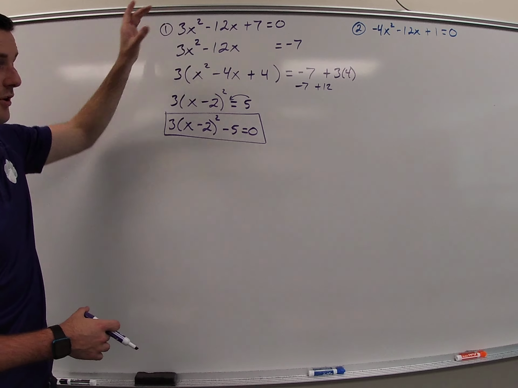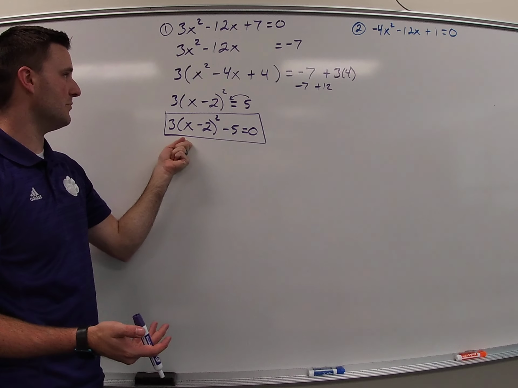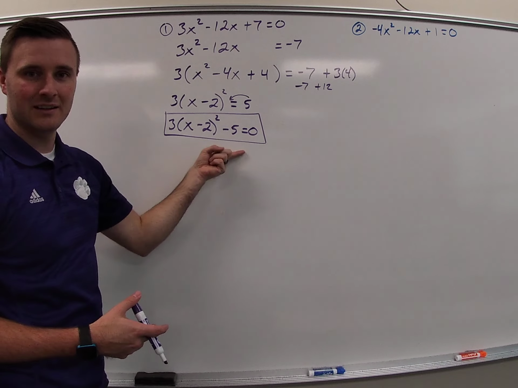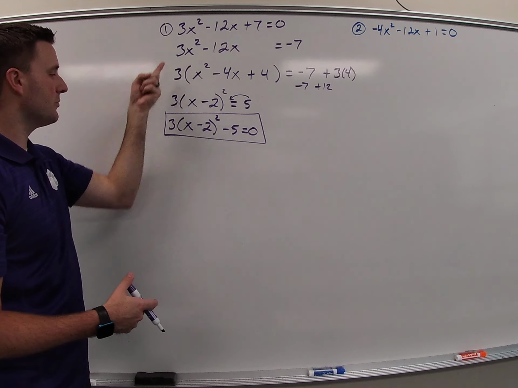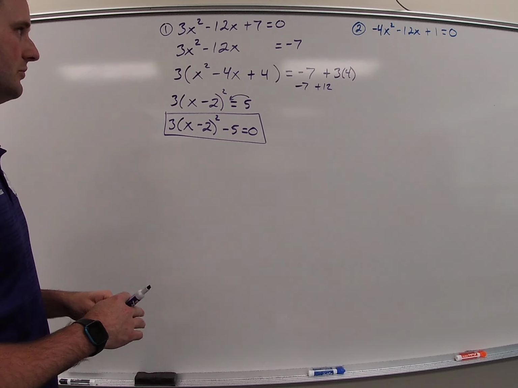Now, there are some things from our original that we can find that we can't see easily here. For example, we have a y-intercept of +7. Well, I can't easily see that in this form. So both forms are beneficial in some ways, and we're going to see that when we get to graphing soon.